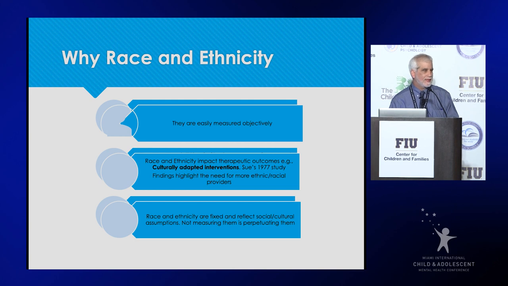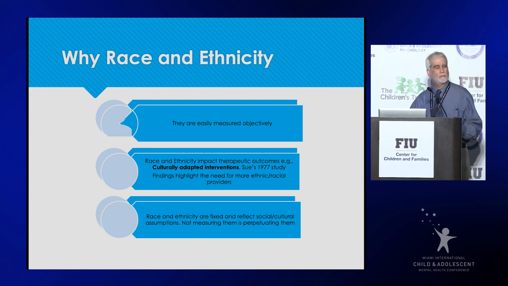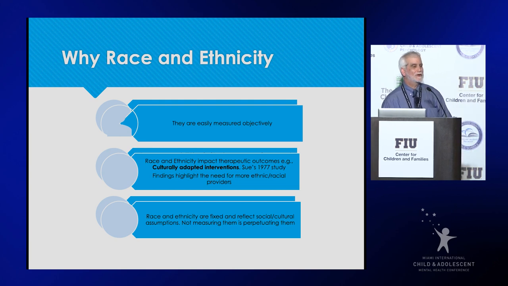that I would say is a landmark study is the 1977 Stanley Sue study. What he found is that he reviewed all the outcome data in California, and what he did is he basically assessed how many ethnic minorities would return to a second appointment. How many do you think would return? 50%. You got it. Very good.